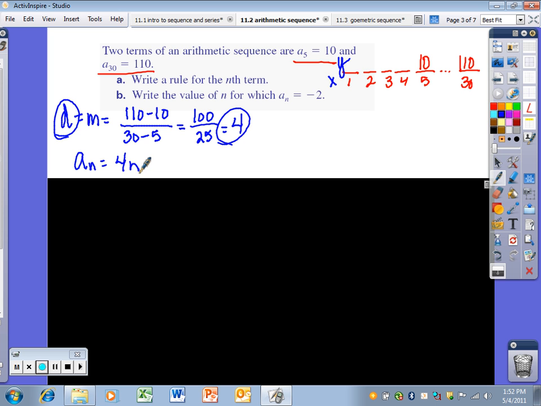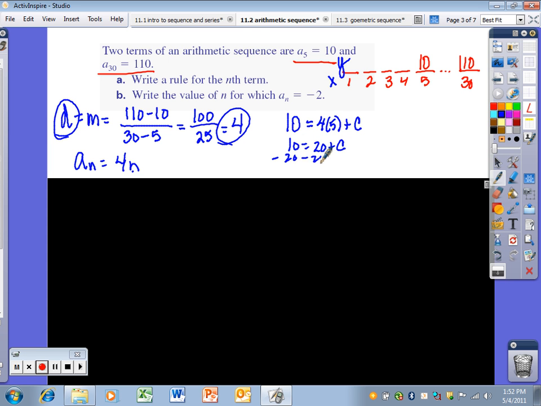Were you given the first term? No. So instead of putting in a 1, I need to put in the fifth term. So I need to put a 5 in here. So 4 times 5 plus what will give me 10, the fifth term? That's 10 equals 20 plus what?